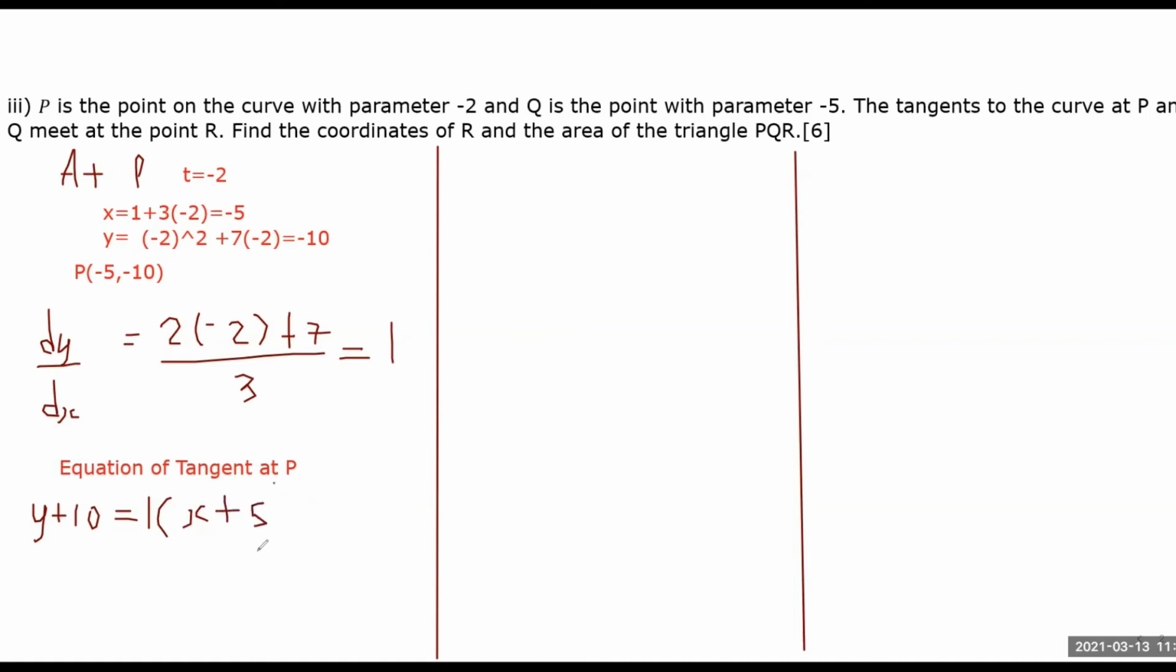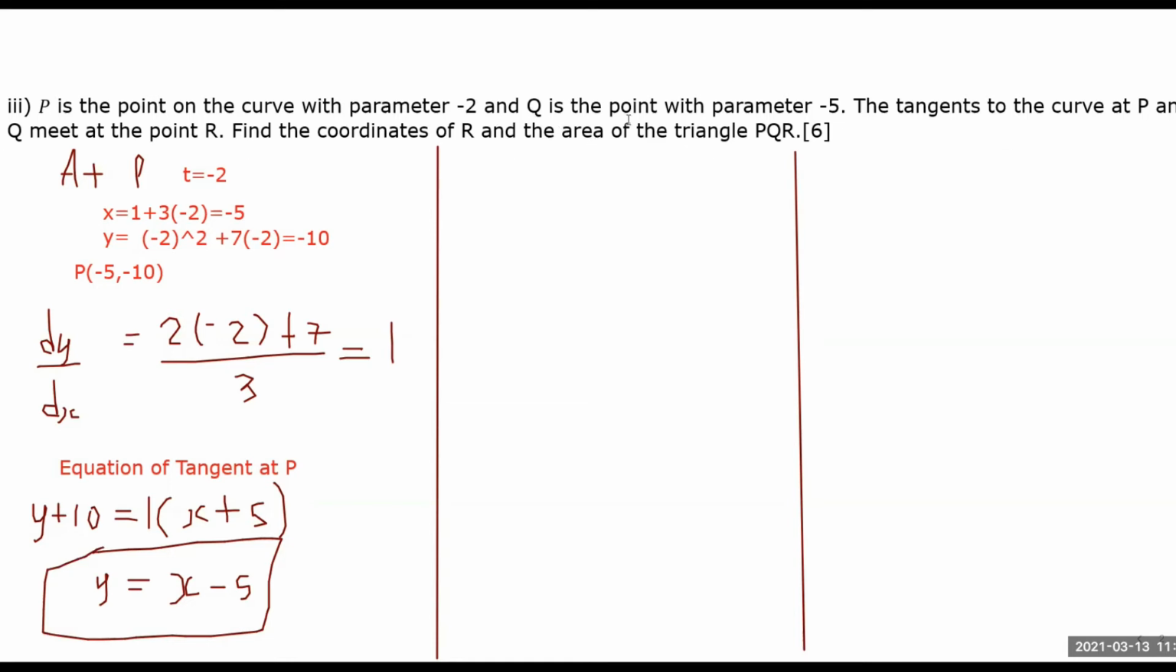So what we end up getting is y equals x plus 5, and we bring over the 10, it becomes y equals x minus 5. So that's the equation of the tangent at P. Now we need to find the equation of the tangent at Q.